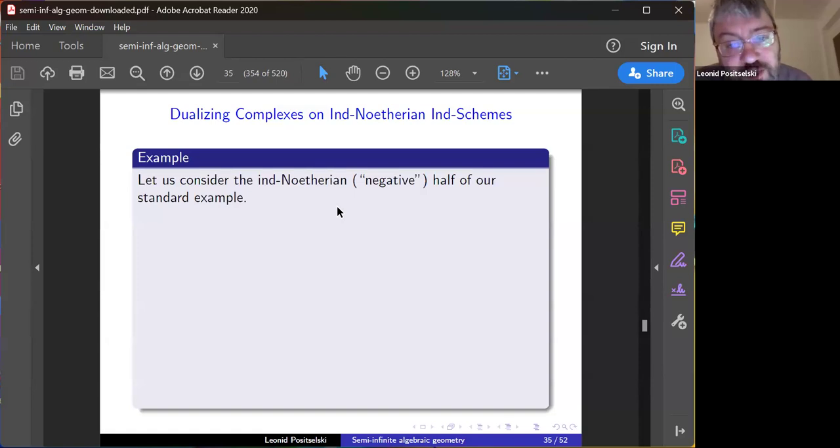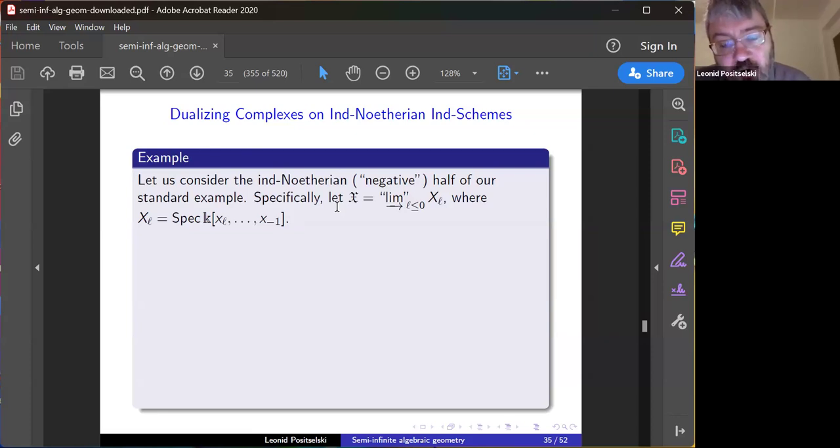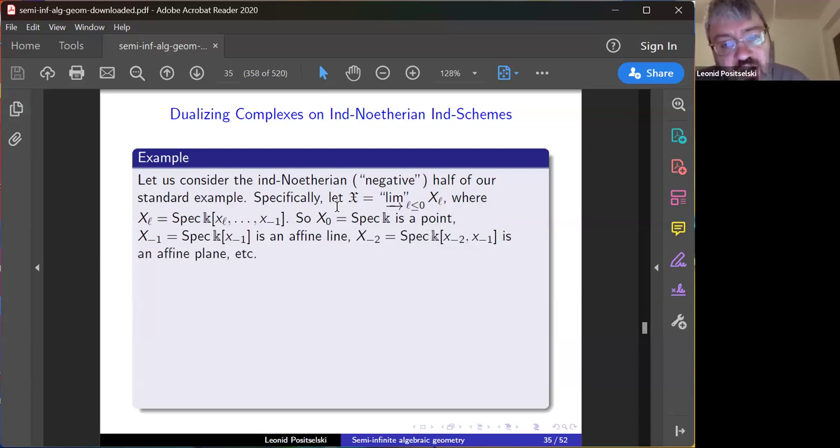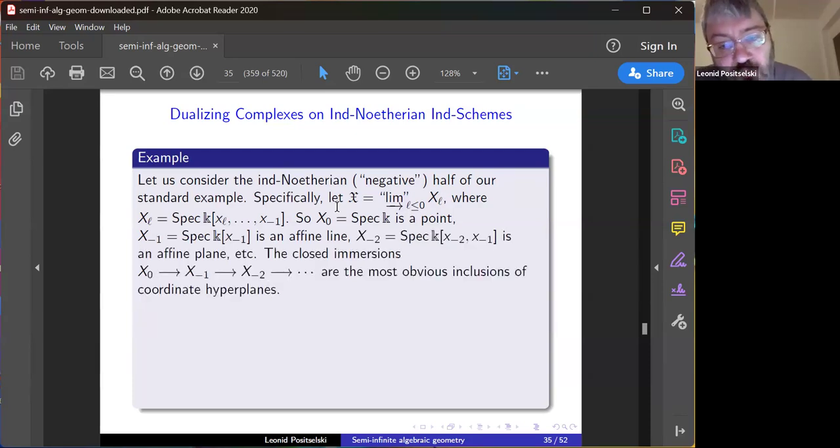Let's consider the ind-Noetherian negative half of our standard example. Specifically, let X be the direct limit, in quotes, of X l over l less or equal to zero, where X l is the spectrum of K x l, etc. So X zero is equal to spectrum K, the point. X minus one is an affine line. X minus two is an affine plane, etc. The closed immersions are the most obvious inclusions of coordinate hyperplanes. What is the dualizing complex on X?